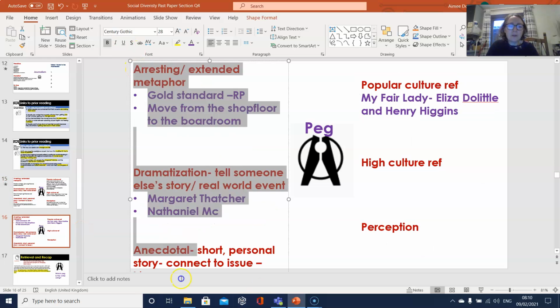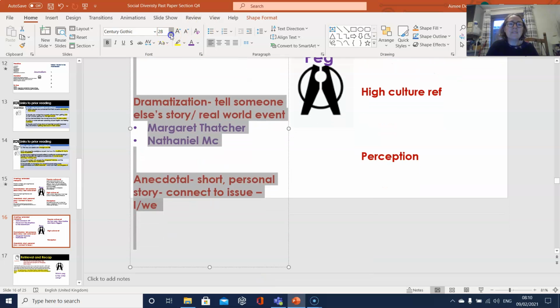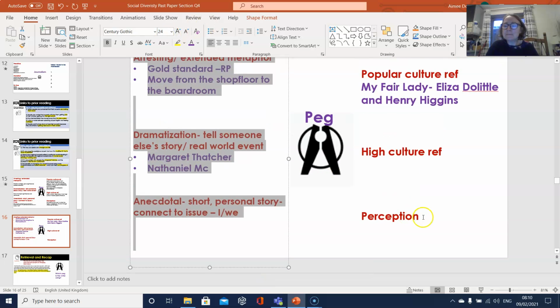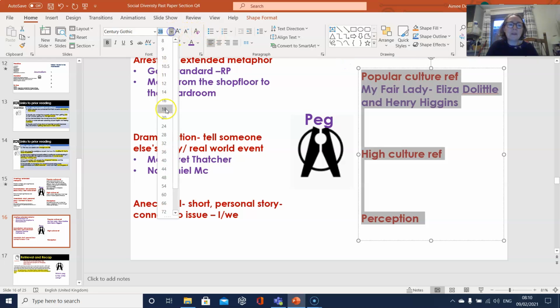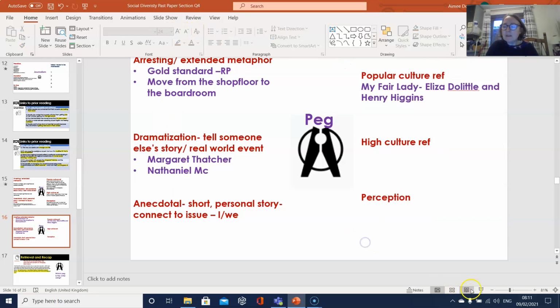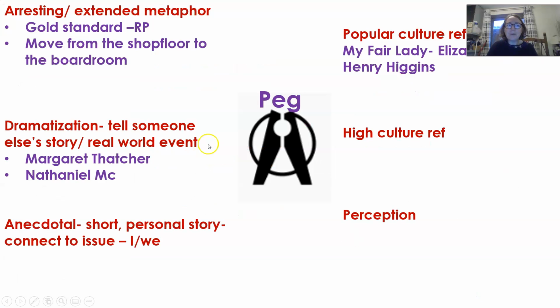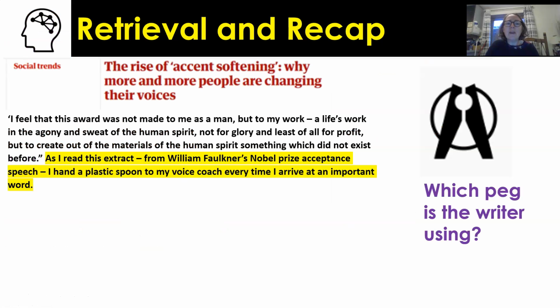I've gone over the size there. I'm just going to make it so we can add to it, guys, okay? So we're beginning to populate our peg bank with ideas. Now, to help us do that a little bit more effectively, we're just going to look at what peg this writer is using and how we can then use it in our own. So we've looked at the headline and the stand first of that news article by Daniel Levine.